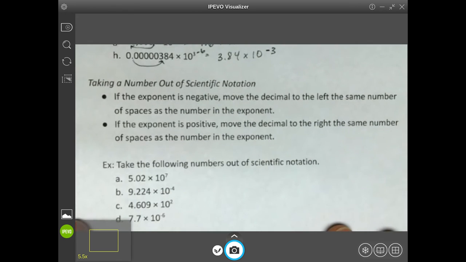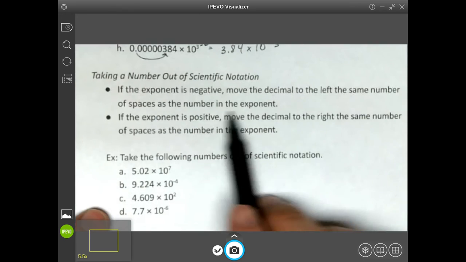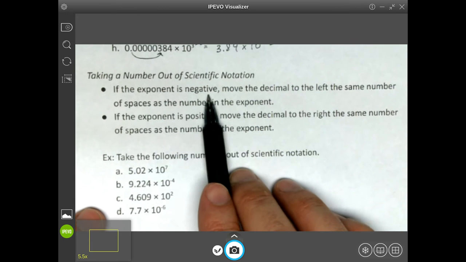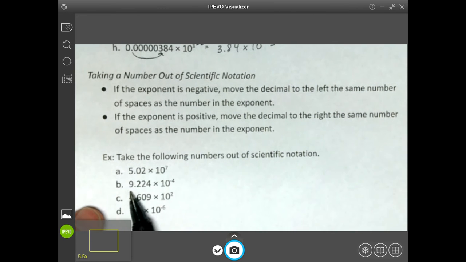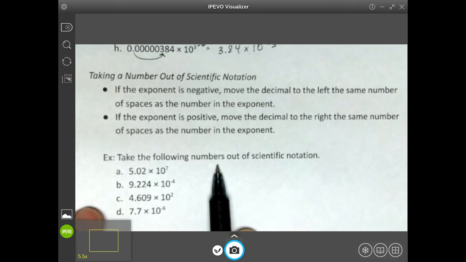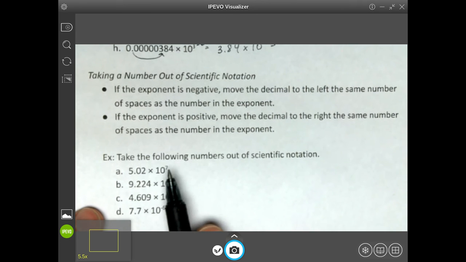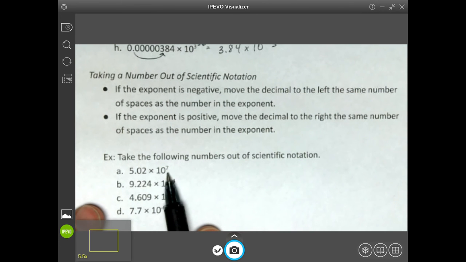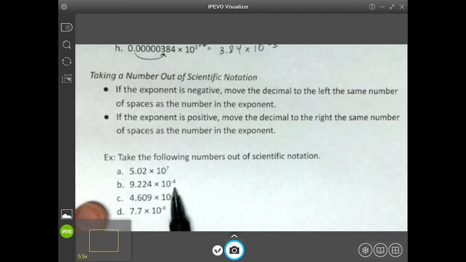Taking it out of scientific notation is sort of the reverse. If the exponent is negative, move the decimal to the left. If the exponent is positive, move the decimal to the right. Basically, if your exponent is positive, you want your number to be bigger than 1. If your exponent is negative, you want your final number to be less than 1.